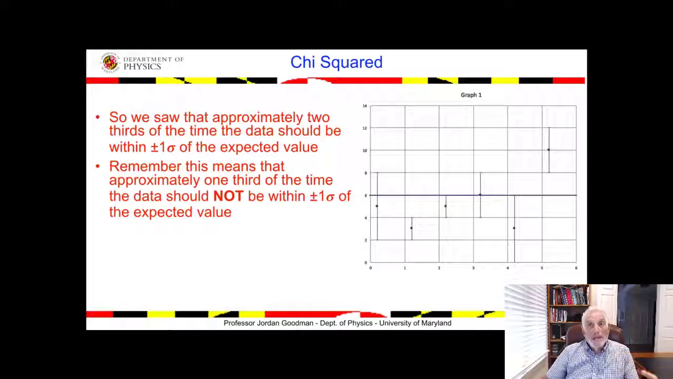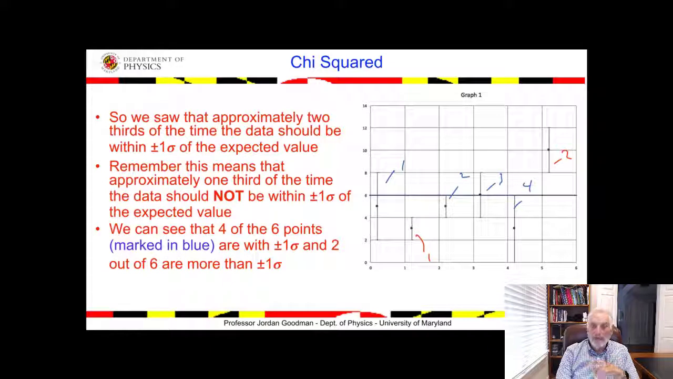Remember, sometimes data will be outside of 1 sigma even if it's a good fit. So let's look at our plot and ask how many of these data are within 1 standard deviation and how many are not. If we look at the ones marked in blue here, this first one is clearly within 1 standard deviation of 6. This one here, we'll count in red, is not. So we have 1 in, 1 out.